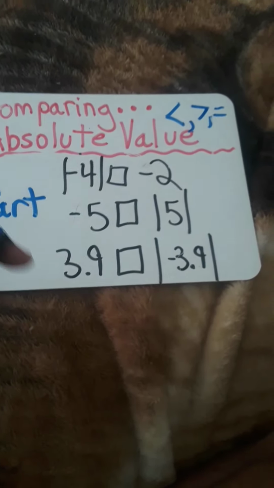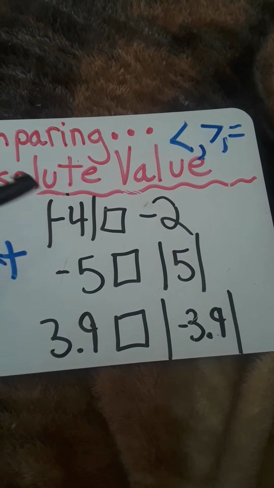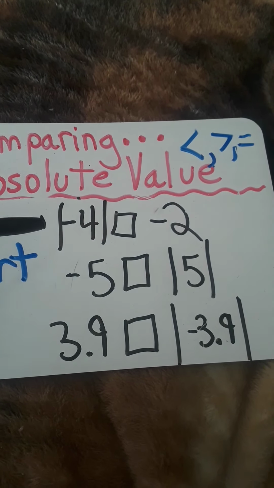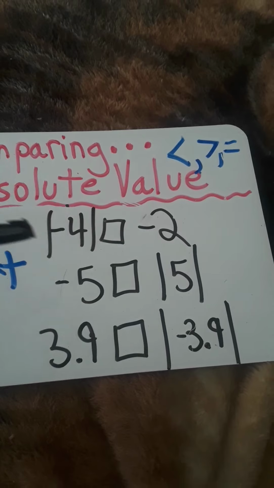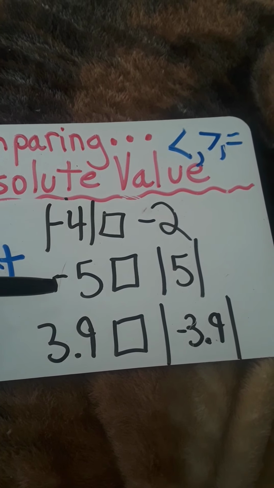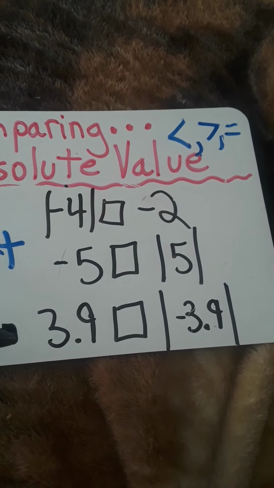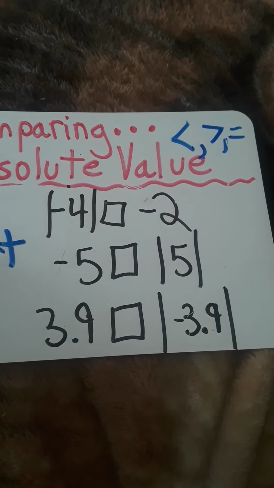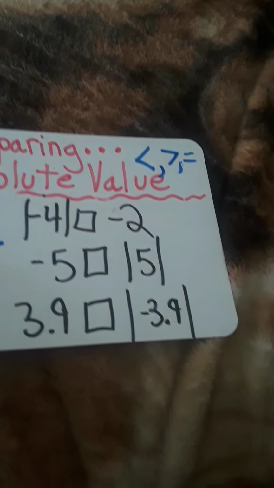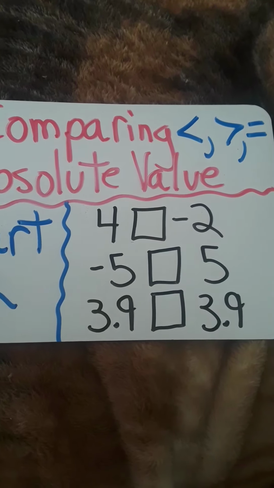So we got 3 different situations here. We're comparing the absolute value of -4 to -2. We're comparing -5 to the absolute value of 5. And we're comparing 3.9 to the absolute value of -3.9. In order to do this, you first have to find the absolute value of each number.